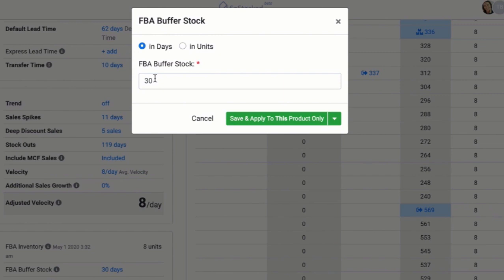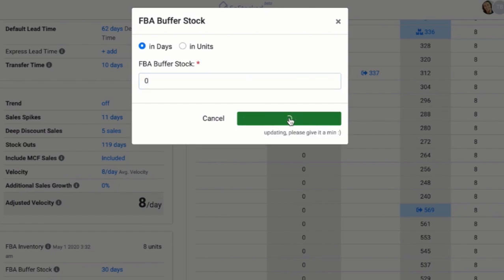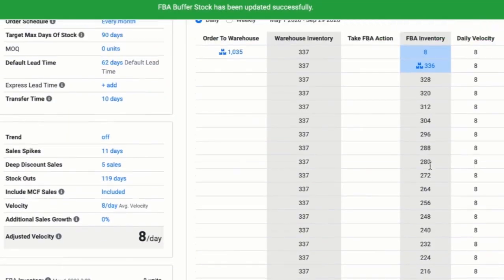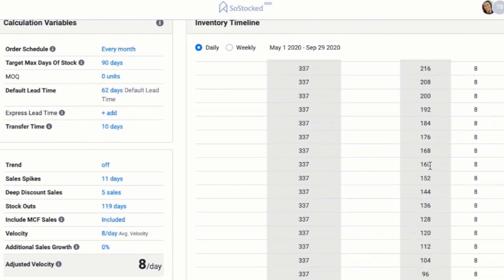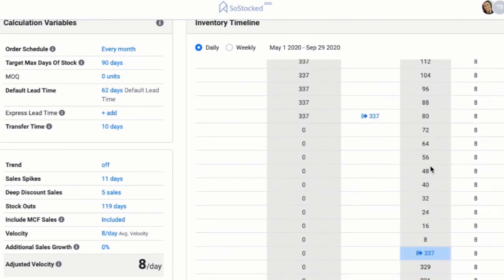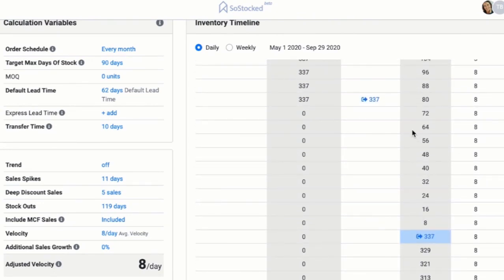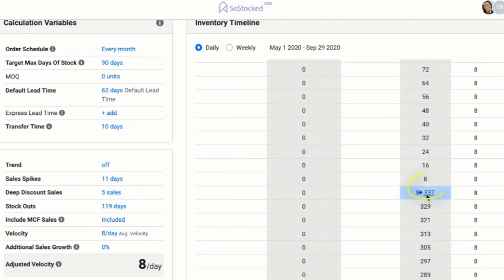So whenever you're calculating buffer stock, it's very important to actually calculate for number of days, because if you have a seasonal product that sells really well during the summer but doesn't sell well during the winter, the amount of buffer stock that you want for the summer is much larger than the amount of buffer stock that you want for the winter. So what happens if we actually remove the buffer stock is that we are now told, instead of shipping it to arrive just before it hits our buffer stock, the inventory is going to arrive just before we hit 0.